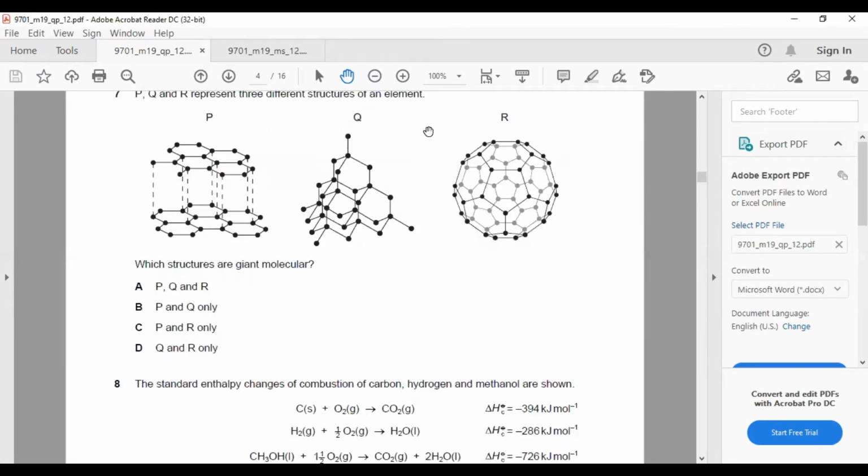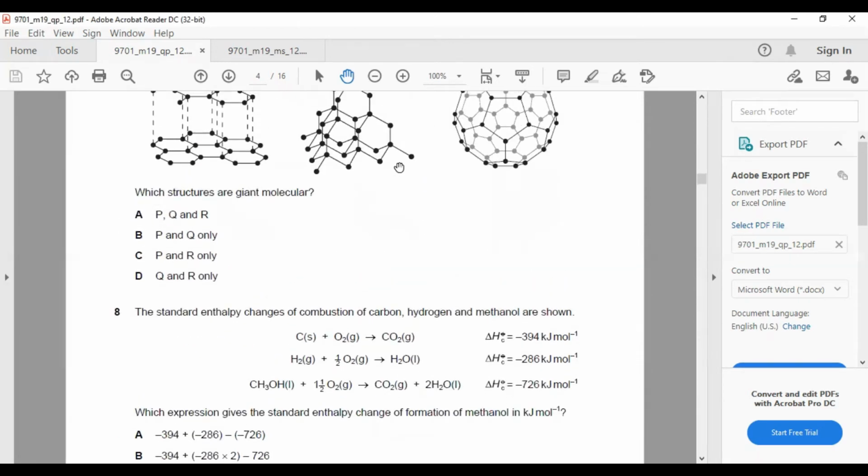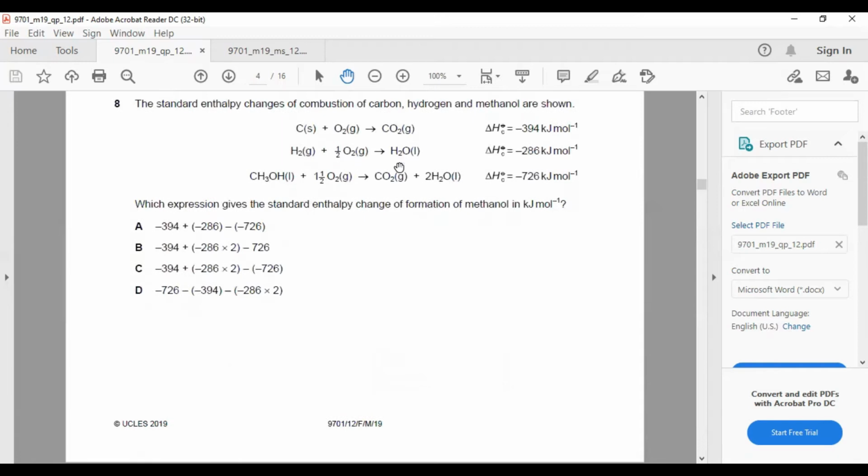Number 7 is very simple. Which structures are giant? These two, P and Q, are giant. This buckyball is not giant. So C is the answer. Number 7 is easy. Number 8. The question they gave before was easier. After that they gave a calculation one.